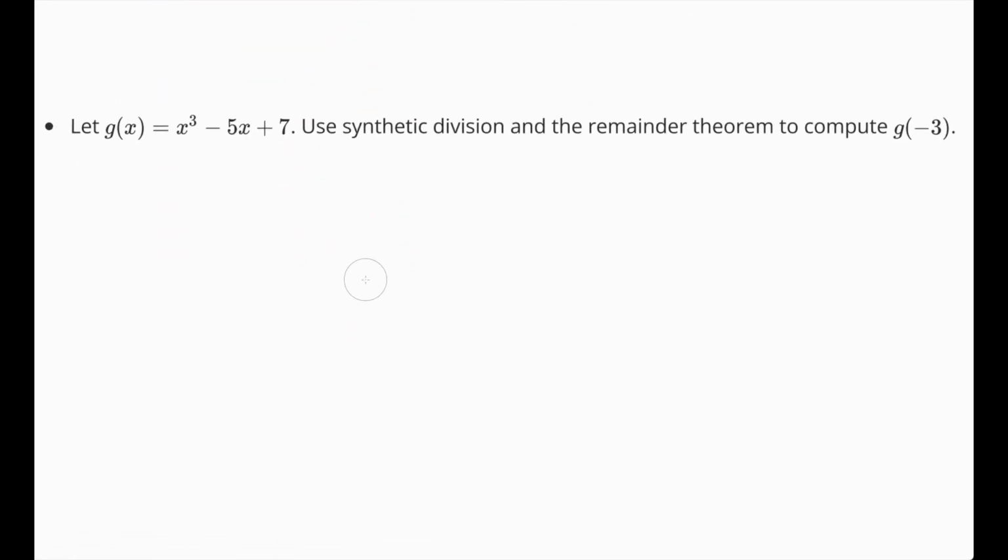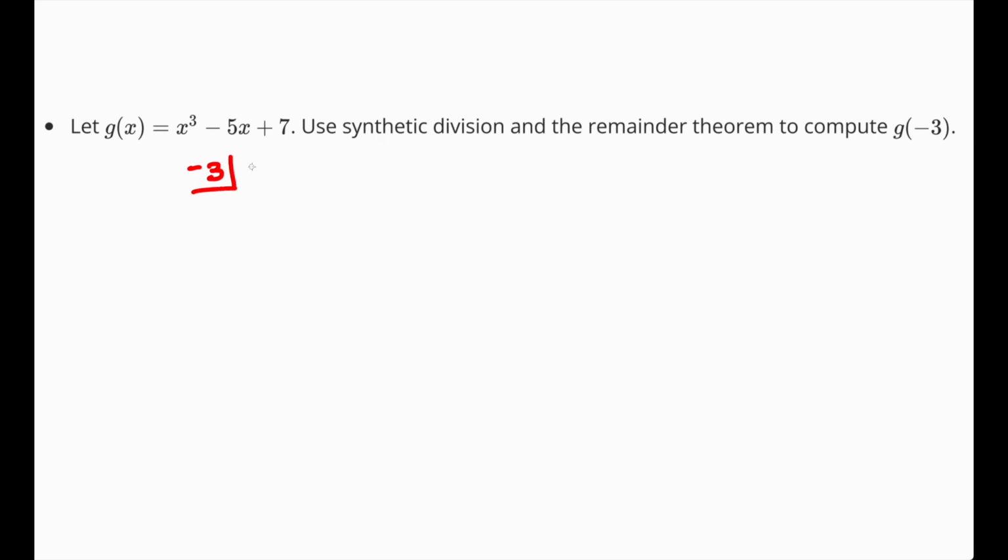The next one says, let g of x equal x cubed minus 5x plus 7. Use synthetic division and the remainder theorem to compute g of negative 3. So what we're going to do is use synthetic division. Again, we can just plug that negative 3 in, but it says use synthetic division. So I'm going to plug the negative 3 in for synthetic division. That's the root, negative 3.